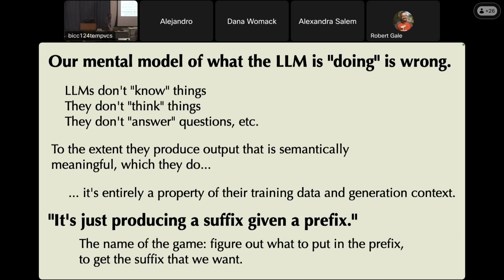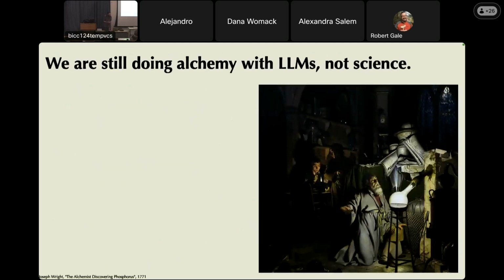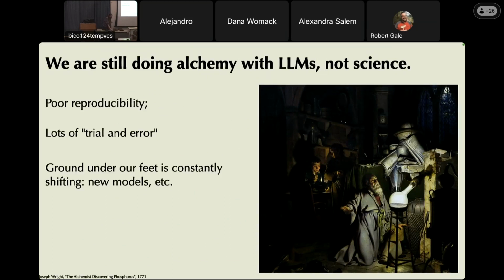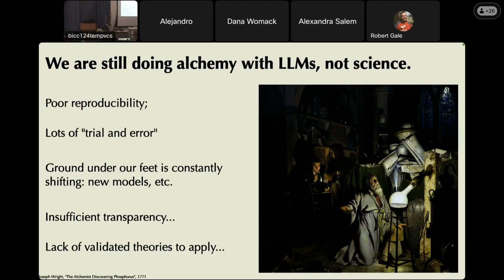We're tweaking on that. So I'll say that at this point, everybody, and I'm including everybody in this, we're all doing alchemy with LLMs, not science, right? We're all at the, oh my God, this is shiny. Well, how does it work? Who even knows? Let's try throwing things in to see what happens. No reproducibility, lots of trial and error. The ground under our feet is always changing, right? There's a new model every week that has wildly different performance characteristics and capabilities. Very little transparency, lack of validated theories to apply, right? We're very much at, you know, in 2001, the monkeys hitting the monolith.